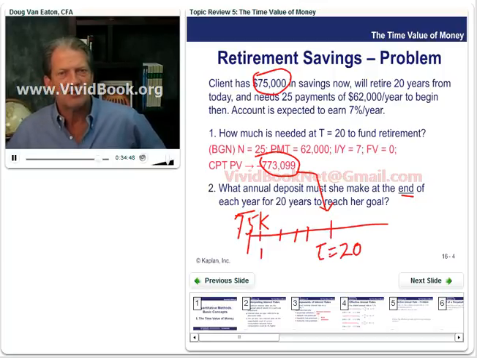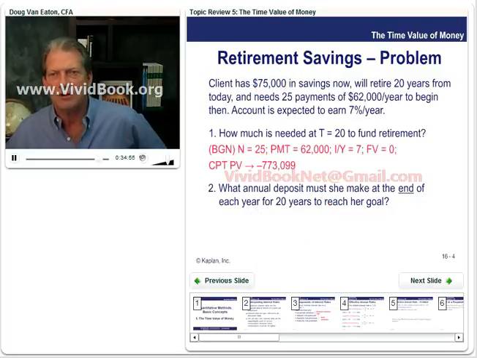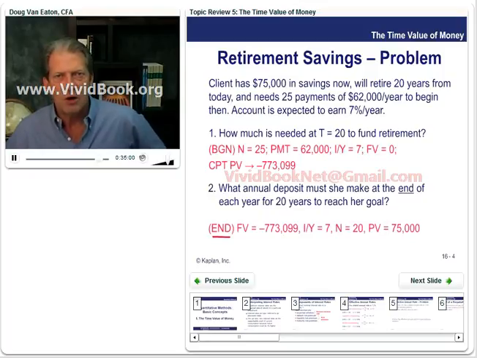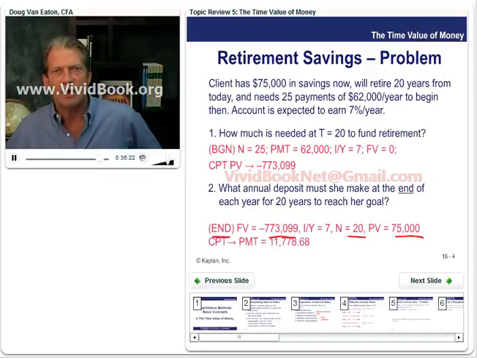So now we're going to be in end mode. Our first deposit is coming one period from today, and the only other trick we've got going on here is we do have a present value for this of $75,000. So we put it in END mode. We know the future value, put that as a negative. We've got our present value, that's how much is in the account today. There's going to be 20 payments, and we're going to get the payment we must make in order to have that $773.99 at the day of retirement.